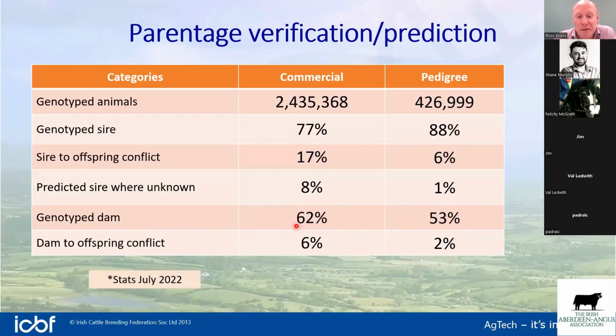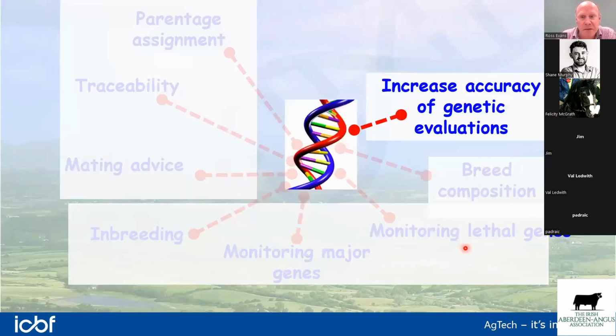I suppose in the context of the 62% here, they're mainly based on cows that were part of the beef data and genomics program, where farmers were incentivized to genotype their cows in order to reach certain targets. So also in that case, you can see there was 6% of dam to offspring conflicts, and 2% in the case of the pedigree cows. So it's just some high level stats on the parentage process.